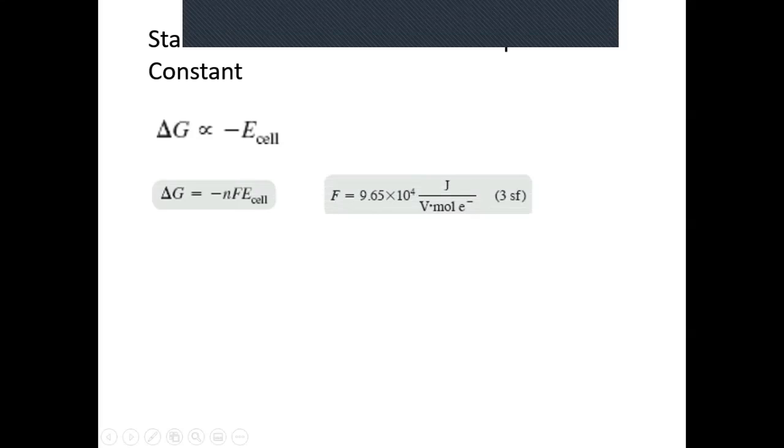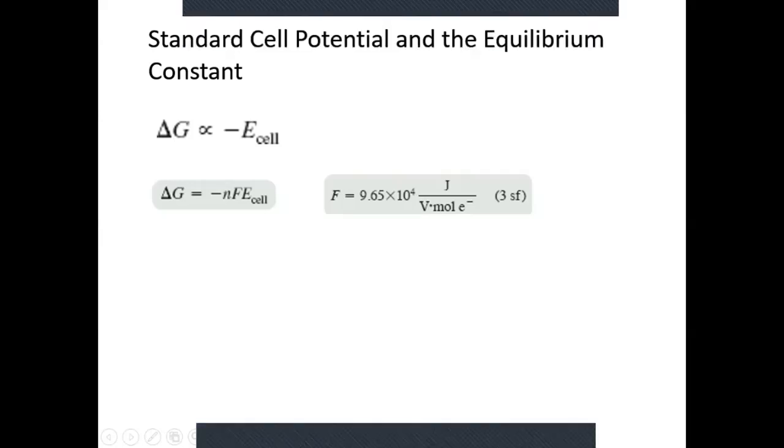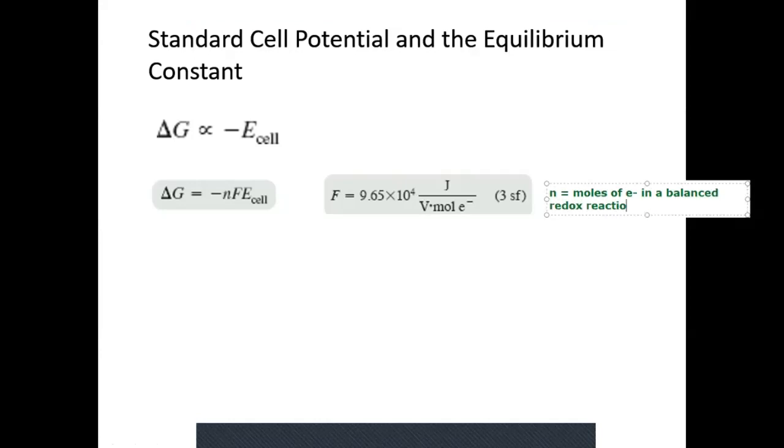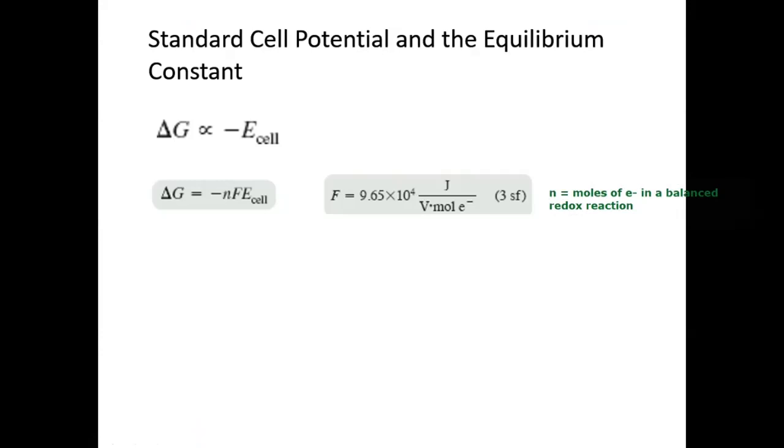Now F is a constant, the Faraday constant, which is in joules per volt times mole of electrons. N is the moles of electrons in a balanced redox reaction. And by knowing that, you can determine the delta G if given the cell potential, or determine the cell potential given delta G.